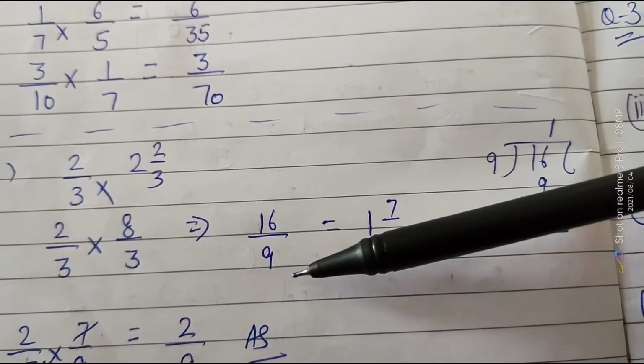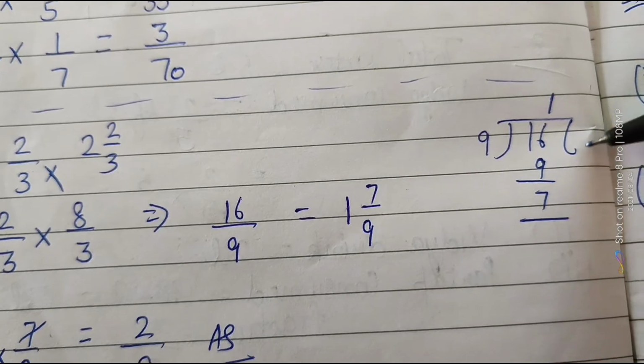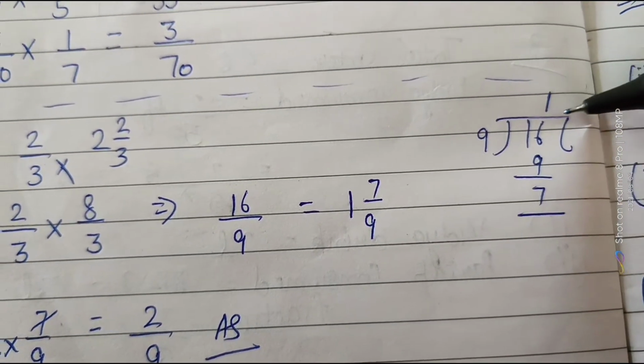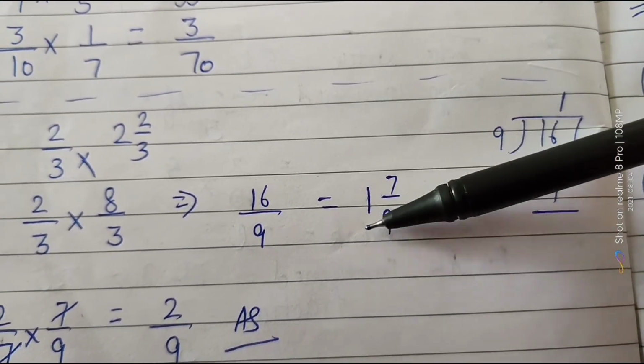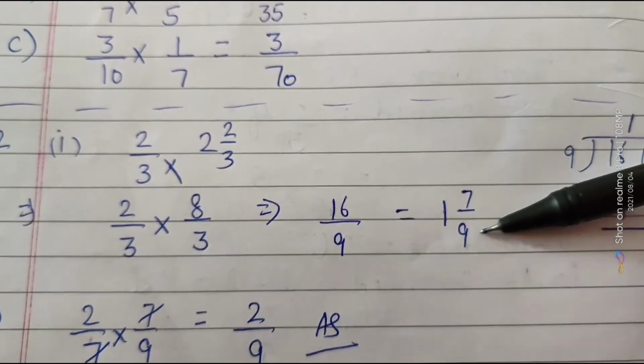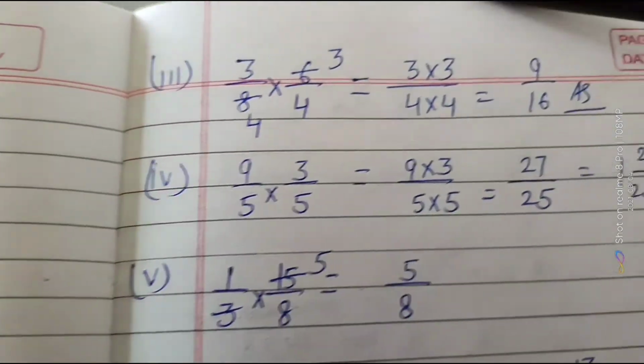Now we can reduce it into a mixed fraction also. Divide 16 by 9. So you can write it this way: 1 and 7/9. Let us take one more example.